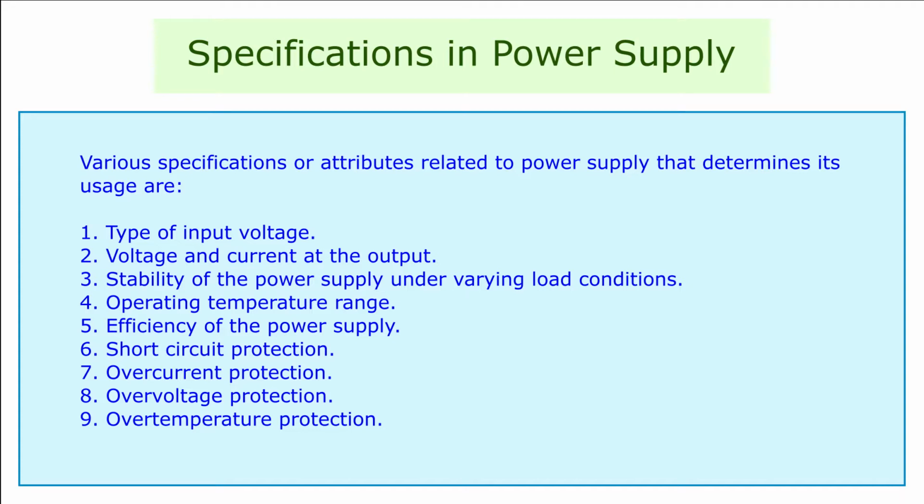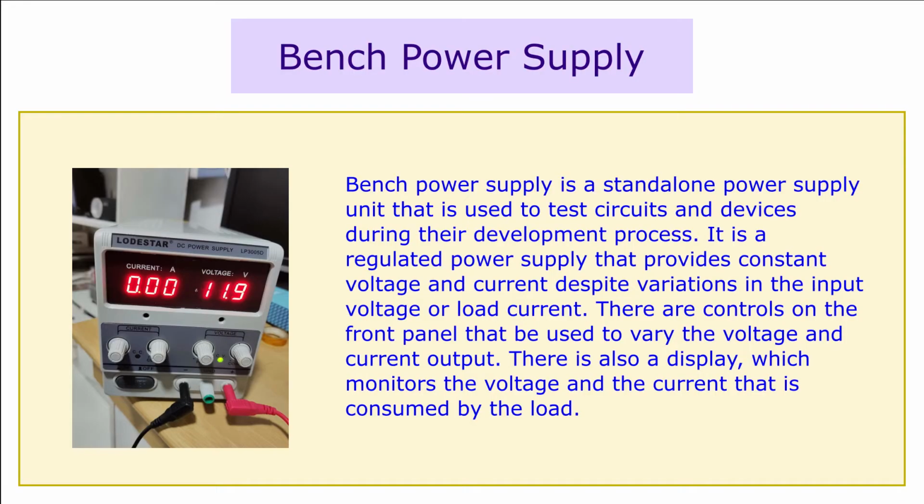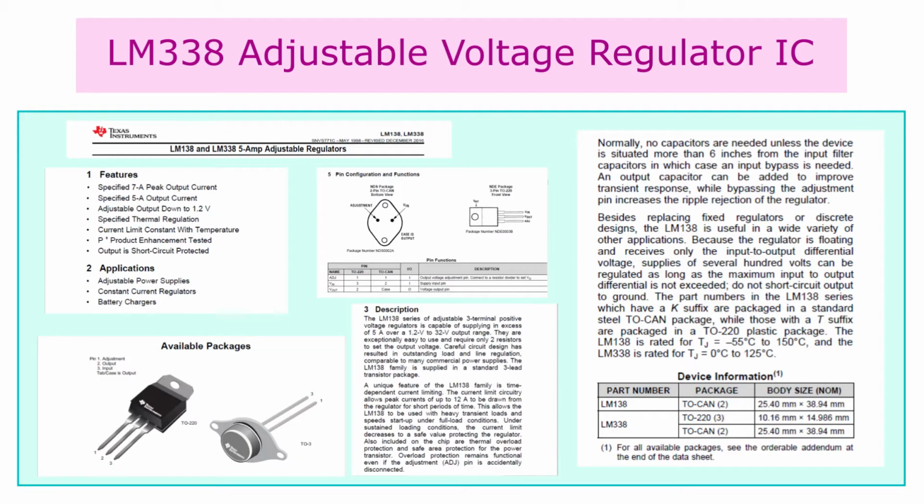A bench power supply is a single standalone power supply unit used to power circuits and devices during the development process. They are mostly linear power supplies that utilize a power transformer, rectifier diodes, filter and regulator. The power regulator used here is the LM338 3-terminal positive voltage regulator. It is available in TO220 and TO3 packages.